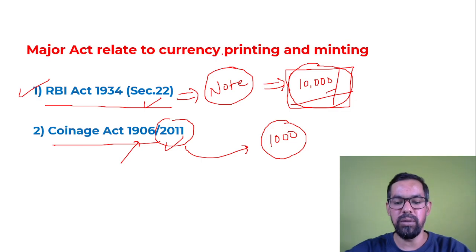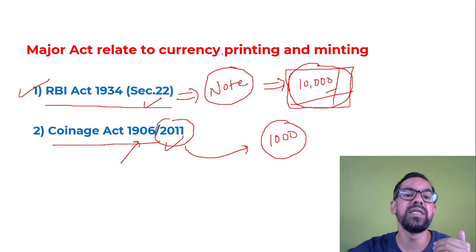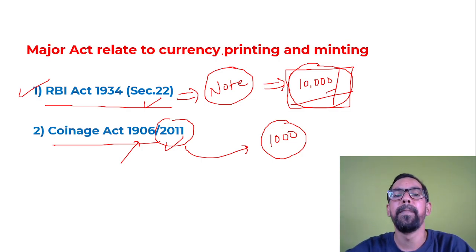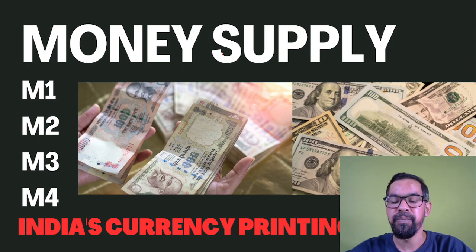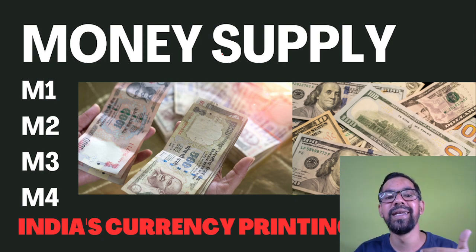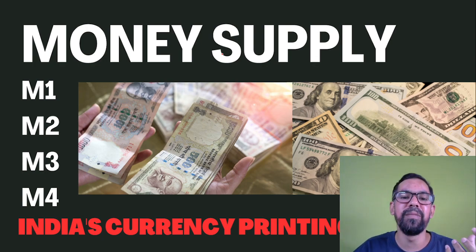So we have two acts and two authorities, and the system we generally use for currency printing is known as the minimum reserve system. I hope you get this particular thing. Basically this was a very basic introduction video about currency and money: what is money, what are the various types of money, and the currency printing methods.